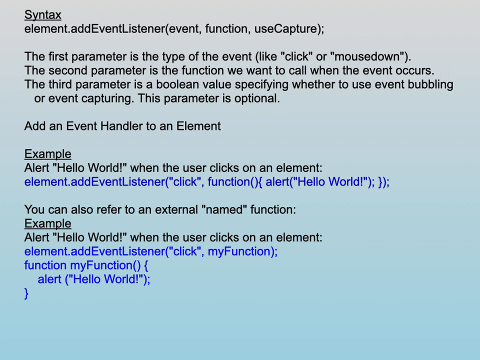So element.addEventListener. For element, you can specify one element name there. addEventListener is the method to be used, and two arguments are there: click and function. Here the complete function is specified in the arguments. You can also refer to an external named function. Likewise, the second example specifies element.addEventListener click, comma, myFunction. myFunction is the name of the function that is defined separately: function myFunction, alert hello world. This is how addEventListener is used in your HTML code.